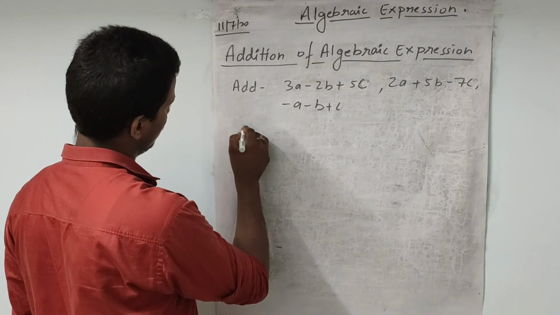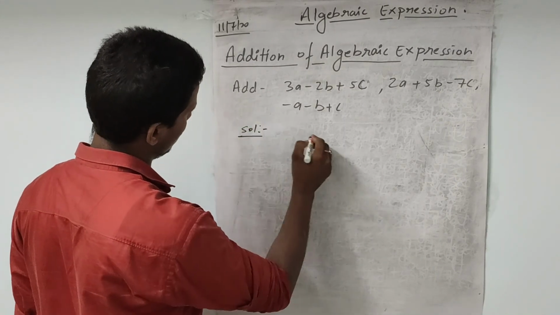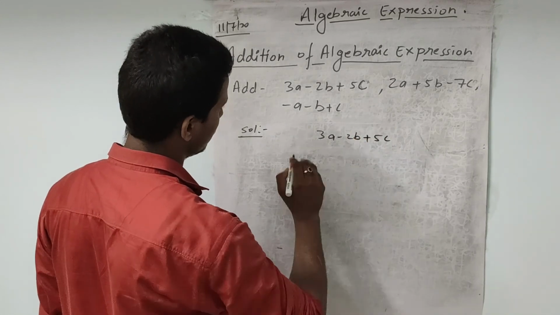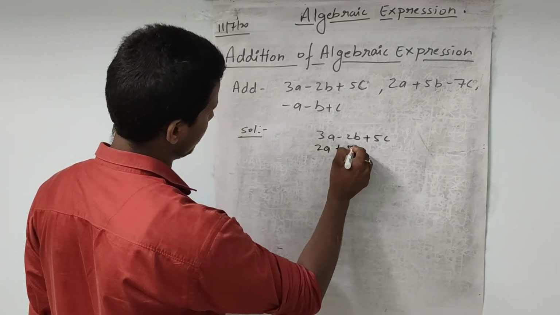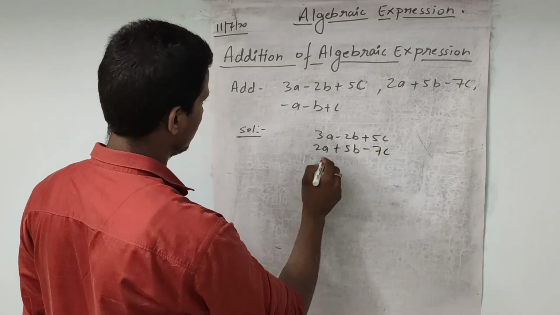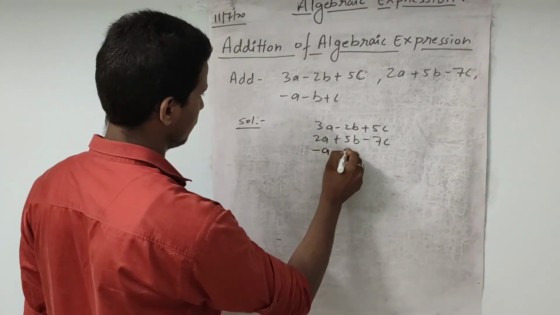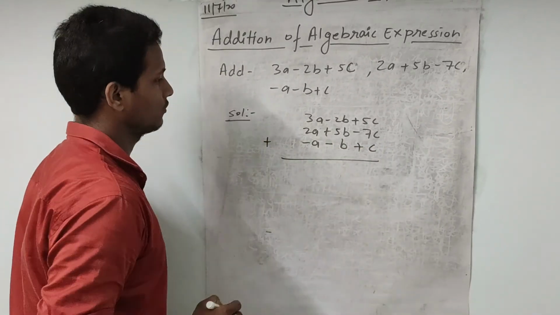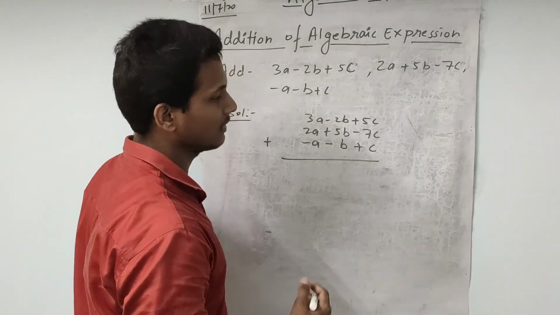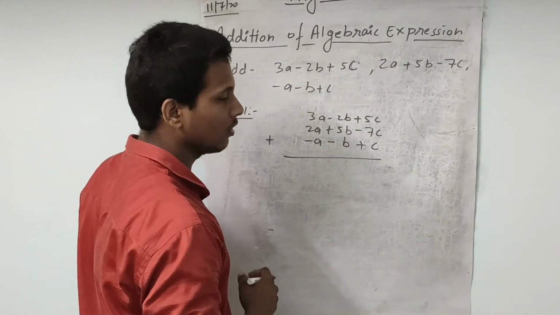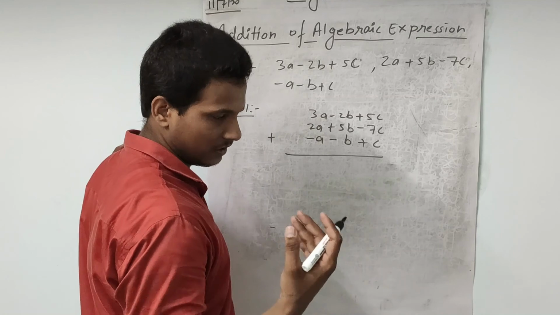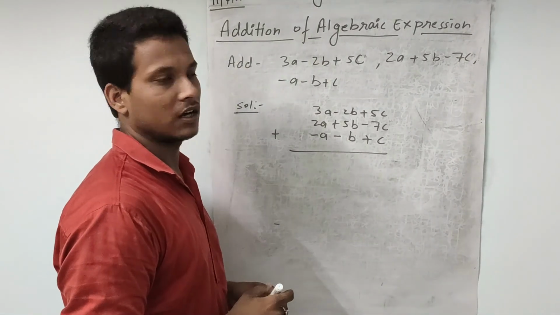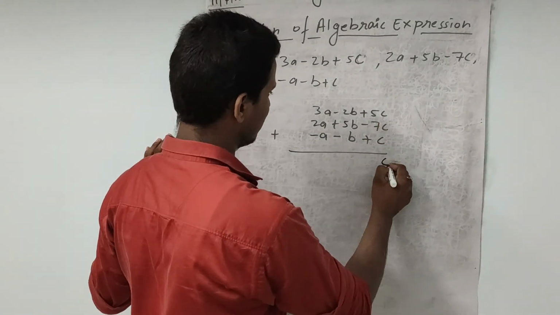So now for the solution we write the values: 3a, minus 2b plus 5c. Now 2a plus 5b minus 7c. Then minus a minus b plus c. Then we need to add the values. We can start either from right or left, that doesn't matter because all the terms are separate, but in general we start from the right. So see, as it is.